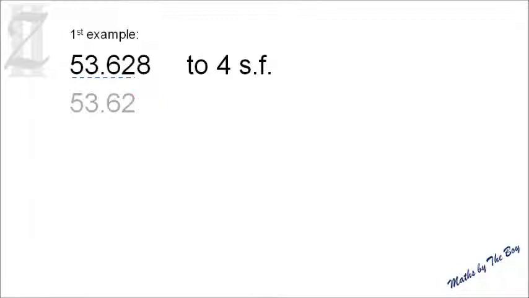Now before we finish with our answer, we need to decide if it needs to be rounded up. We do that by looking at the next digit after the underlying numbers. So in our example, we look at the 8. If this is more than or equal to 5, then you add 1 to the last underlying digit. So in our example, the 2 changes to a 3. Your answer is 53.63.